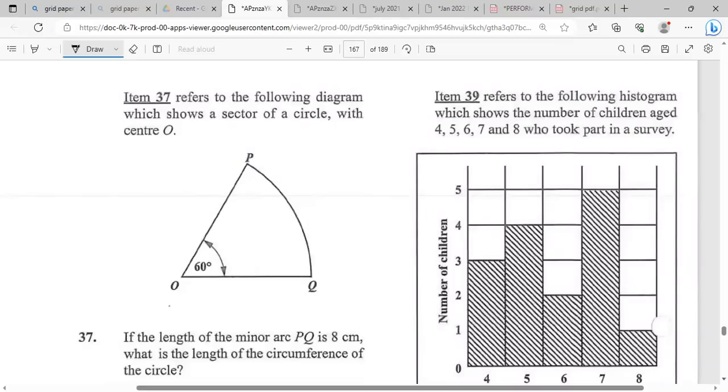If the length of the minor arc PQ is 8 centimeters, what is the length of the circumference of the circle? Now, the circumference is the entire distance around, and we know that we're going to get 6 of these, right? It's 360 degrees, so for every 60 degrees, we're going to get 8 centimeters, and it's exactly 6, so it worked out perfect. So 6 times 8 is 48.